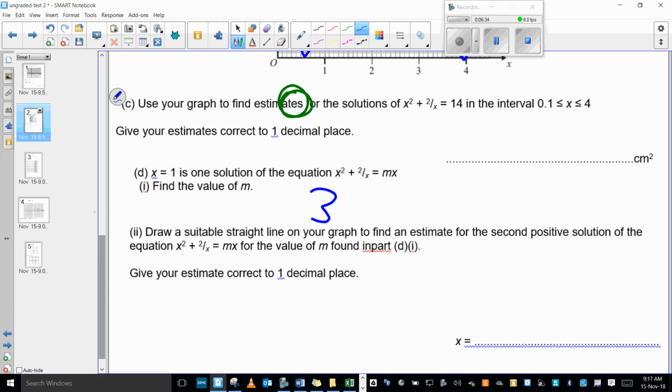So if we're drawing a suitable straight line on the graph, we want our graph to equal mx. You found that the value of m was 3. If you found it was something different, you're still using your value, so you will get marks anyway. You are drawing what you found here. Now, you said that it was 3x. So we're drawing a line that represents 3x. So we have to think about this. y equals 3x. What would that look like?